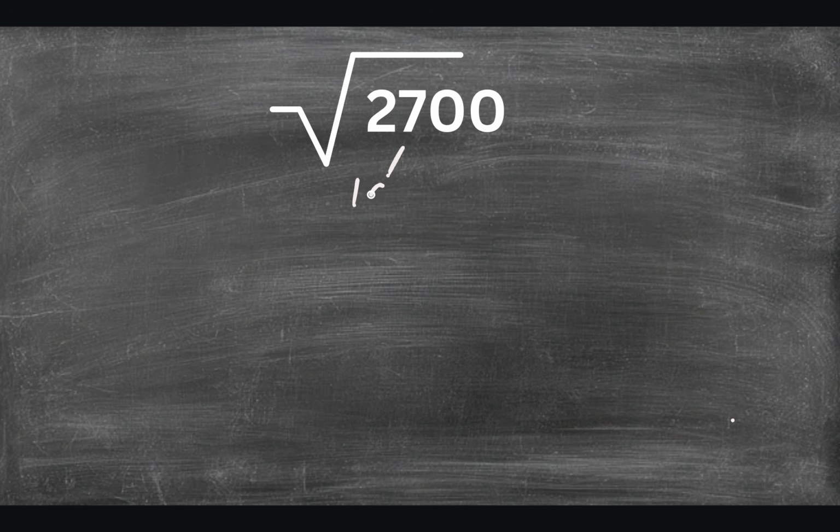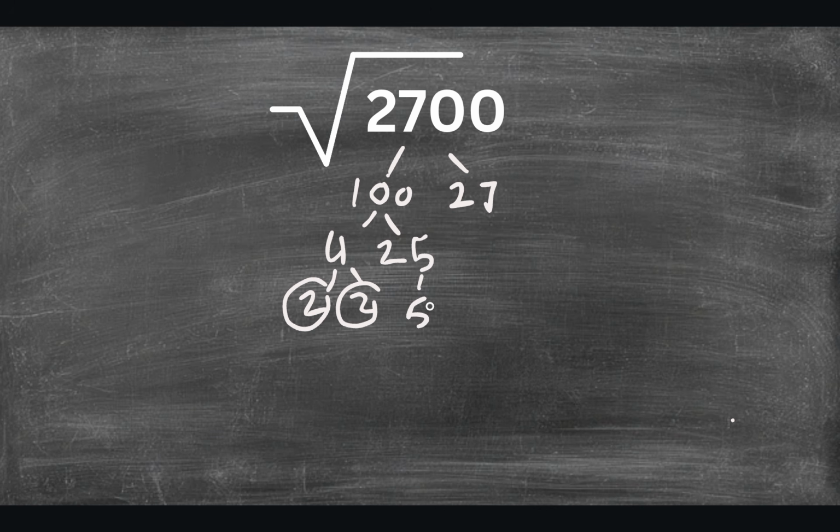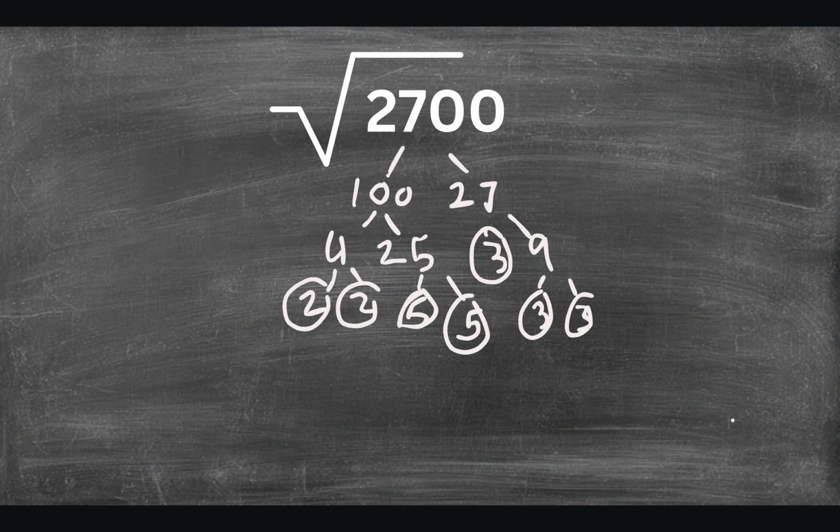I know that 100 goes into 2700 27 times, and then 100 will be 4 times 25. And then 4 is 2 times 2, so I have two prime numbers here. And 25 is 5 times 5, so I have prime numbers here. Now 27 is just 3 times 9. Here's a prime number. And then 3 times 3. And we have two prime numbers there. So now we're down to primes.